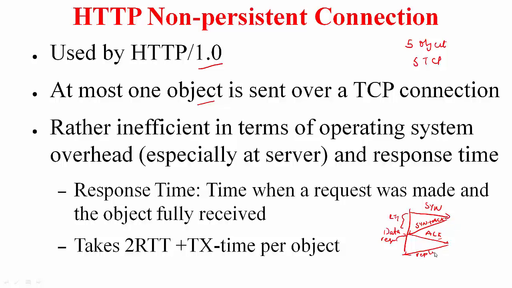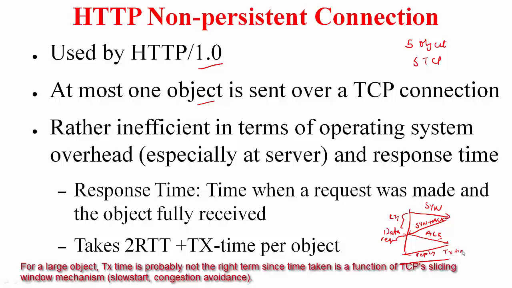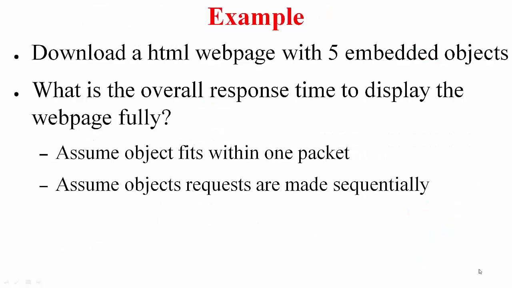This is the reply. And if it's a very large file, this will take some transmission time. But if it's a small packet, it will come right away. So this will be 2 round trip times plus whatever time it takes to download that particular object, which is the transmission time of the object. Let's work out a small example.